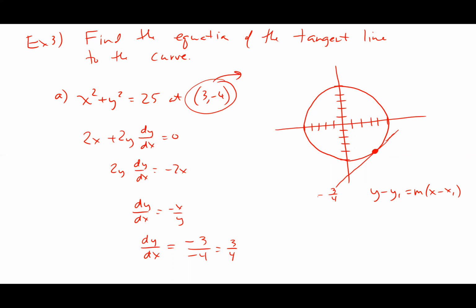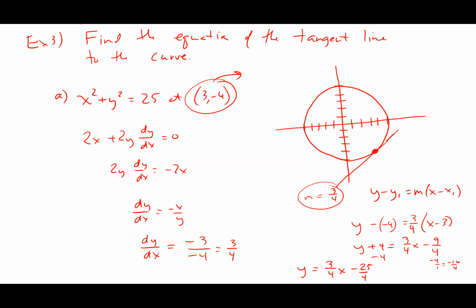Here's my slope. I have everything I need to plug in. So y minus y1, negative 4, is equal to 3/4, the slope, times x minus 3. And from there, multiply in the 3/4. Subtract 4 from both sides. Negative 4 is going to be negative 16 over 4, so this is 3/4 x minus 25 over 4, that's the answer. So the equation of this line is that right there, which does make sense, so perfect, okay.